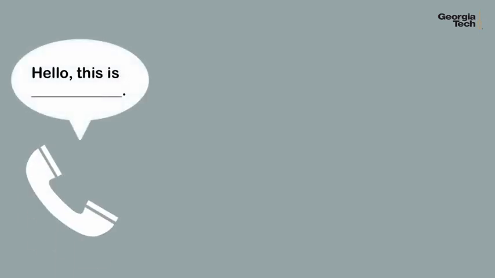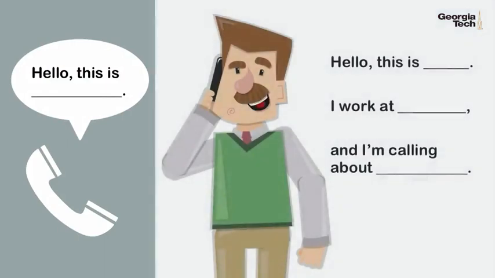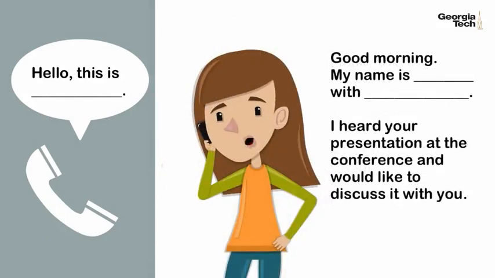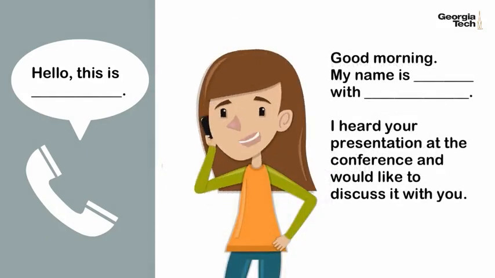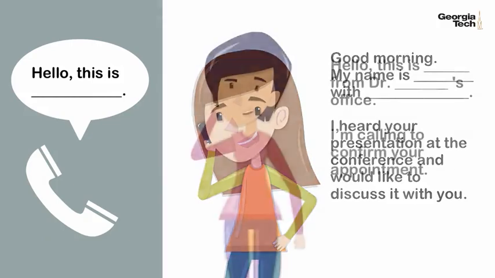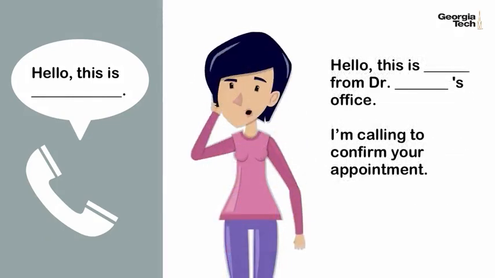Hello, this is Ben Robinson. Hello, this is Jerry Russell. I work at ABC Company and I'm calling about my order. Good morning. My name is Susie Lee with Georgia Tech. I heard your presentation at the conference and I would like to discuss it with you. Hello, this is Olivia Moore from Dr. Brown's office. I'm calling to confirm your appointment.